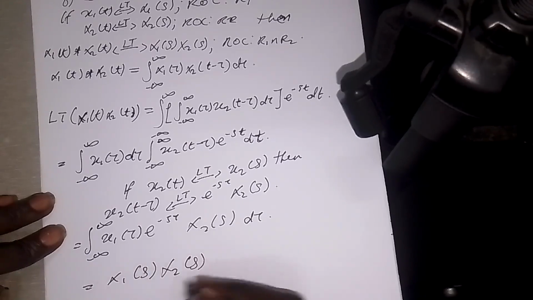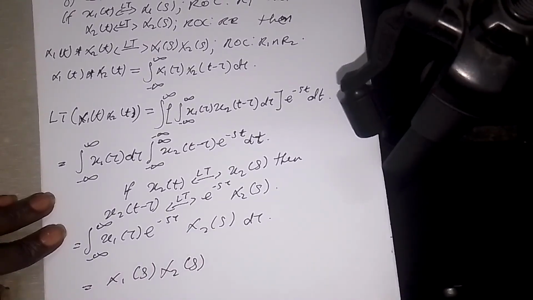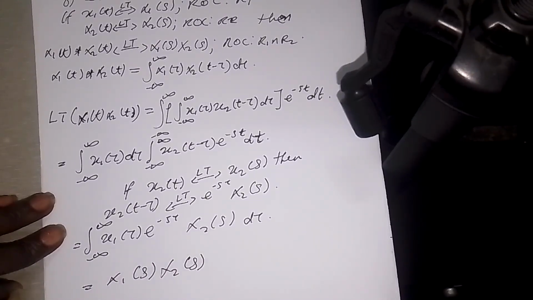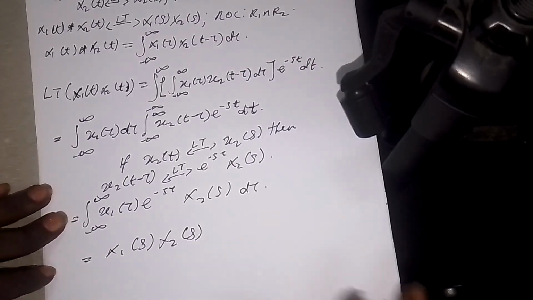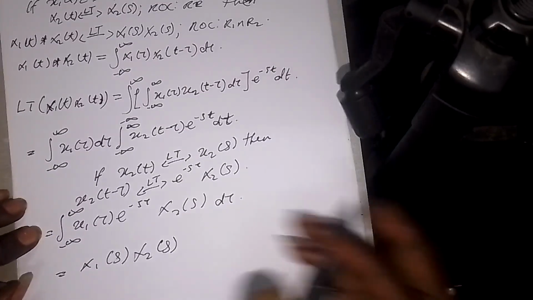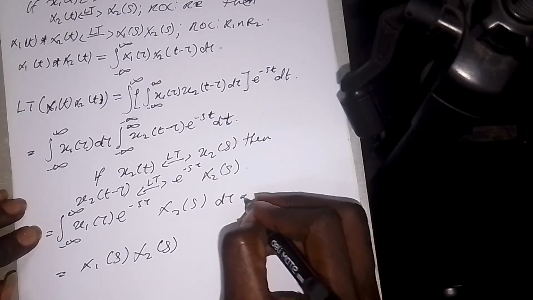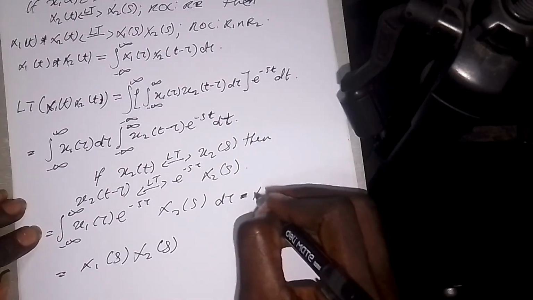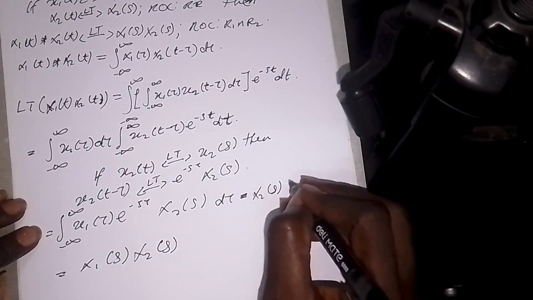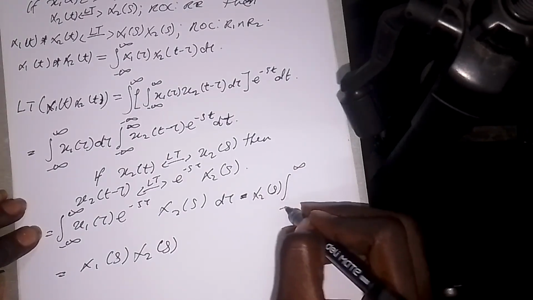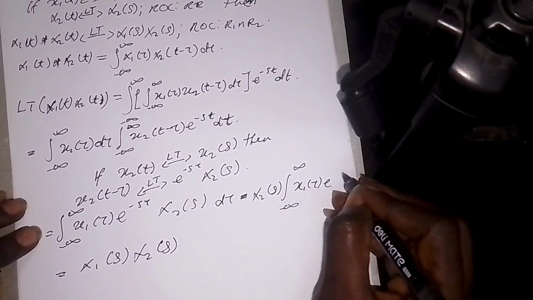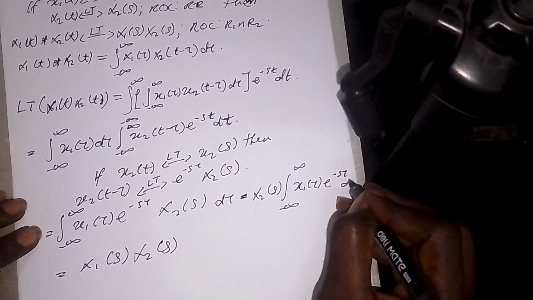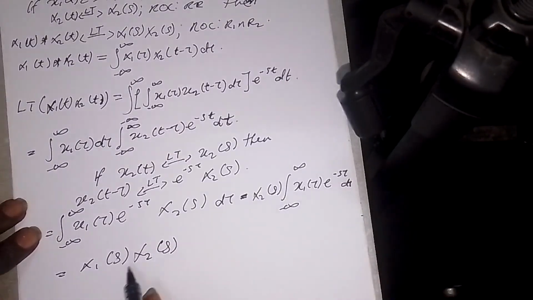X2 of S. So that means I've actually been able to achieve all of them. Now, here I could also have written it in this particular manner. I could have said X2 of S, like this. So X1 of tau into e exponent minus s tau d tau. So this one will give me this.